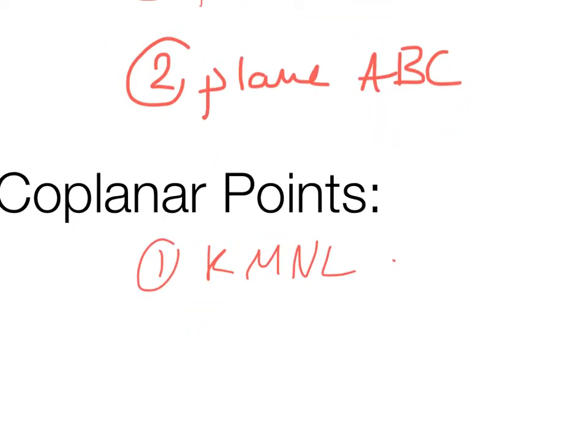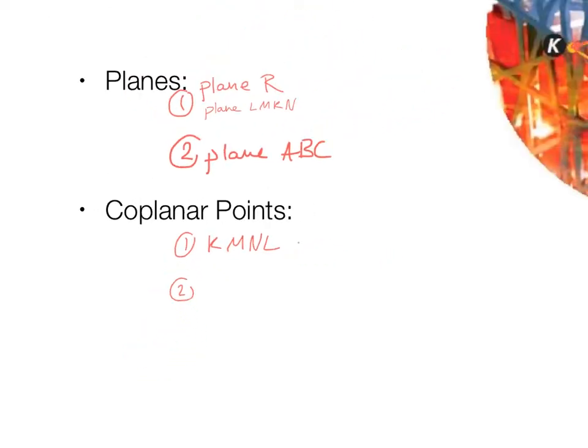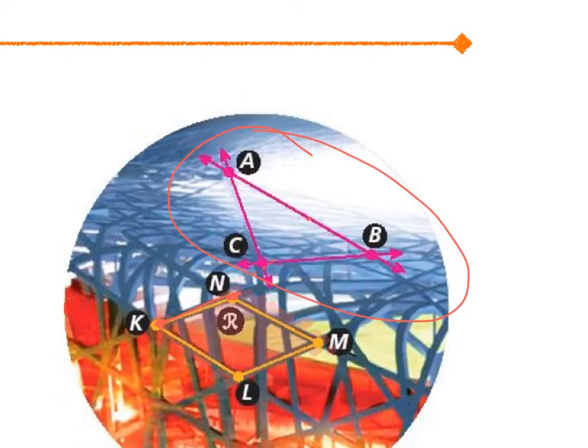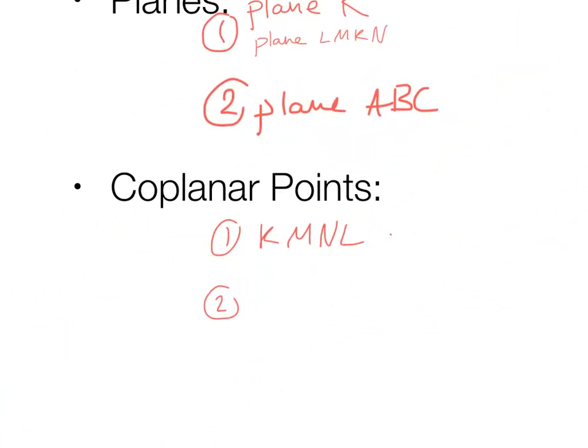What about when we're talking about the second plane, plane ABC? What are the coplanar points there? Is it A, B, and C? A, B, and C. 3 points on the plane.